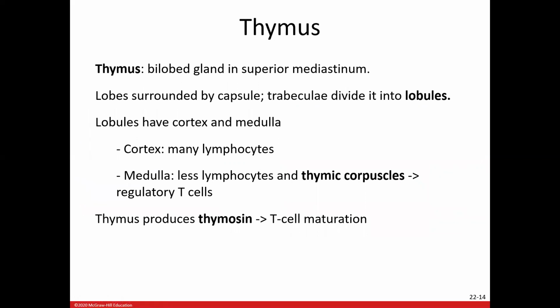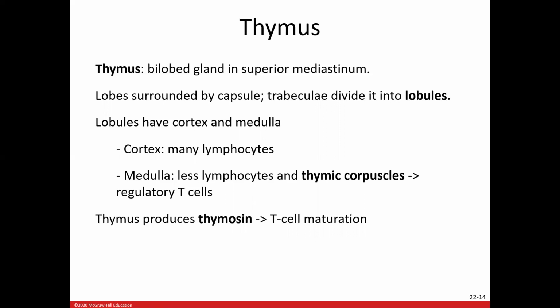Then we have the thymus. And this is a specific gland that runs on top of the heart in the superior mediastinum. Your thymus is broken down into a couple of different lobes, and then those lobes are divided into further subsections called lobules. So think lobule like a little lobe. The lobules themselves, much like your lymphatic nodes, have a cortex and medulla portion.